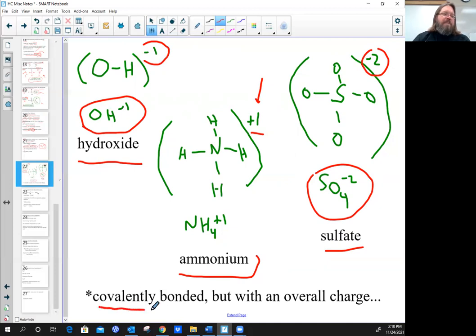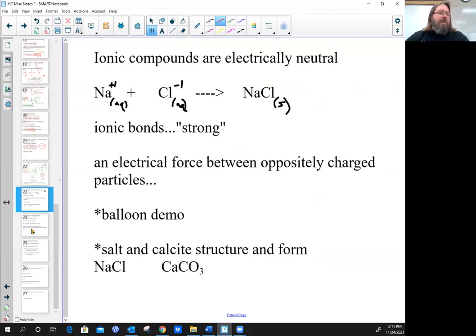So think of them as sort of covalently bonded molecular compounds, but they've obtained an overall charge within the collective structure of that molecule, which is why they're polyatomic ions, okay? All right, now we're on the home stretch, guys.